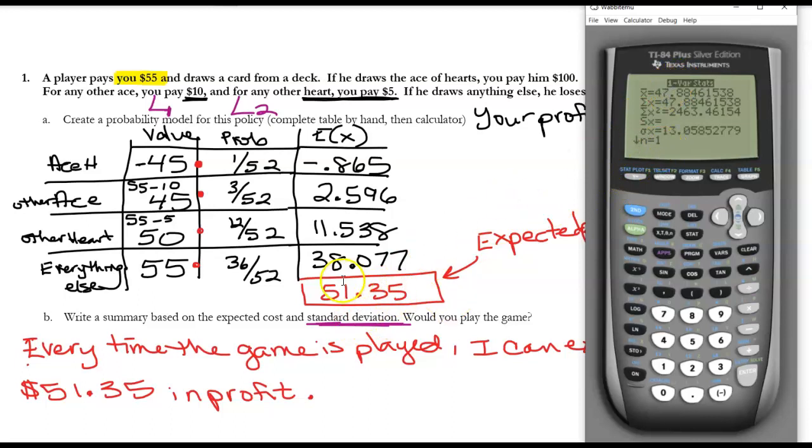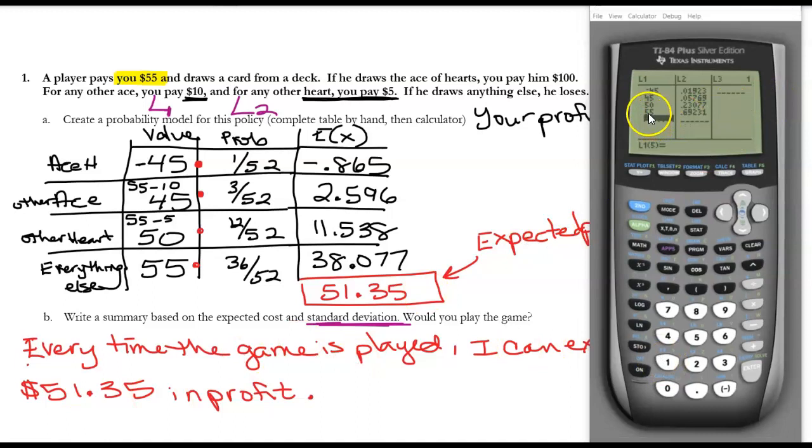Something's wrong. Why did I get 51? Let me go look back. Maybe I made a mistake in my table. Hold on. Okay, I found a mistake. I had typed in 50 twice instead of 50 and 55.